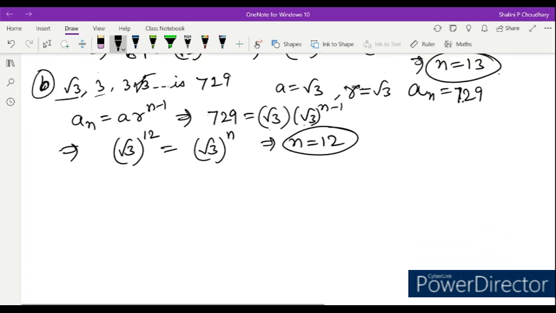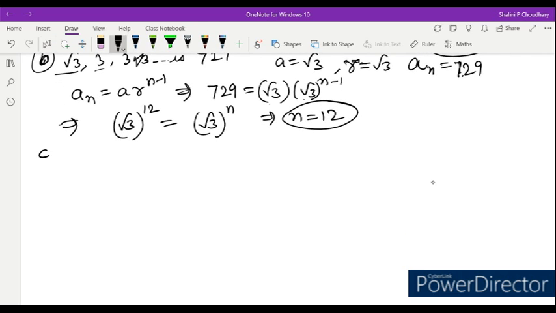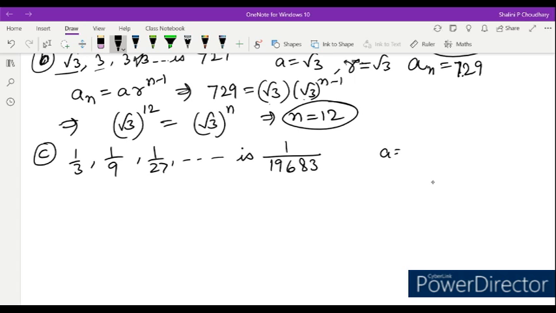Now next question, the same question number 5, the third part, that is C. First of all we'll write the sequence, that is 1/3, 1/9, 1/27, and which term is 1/19683, we have to find out. So here the first term is 1/3, and when we multiply by 1/3, we get the second term. So r is also 1/3.